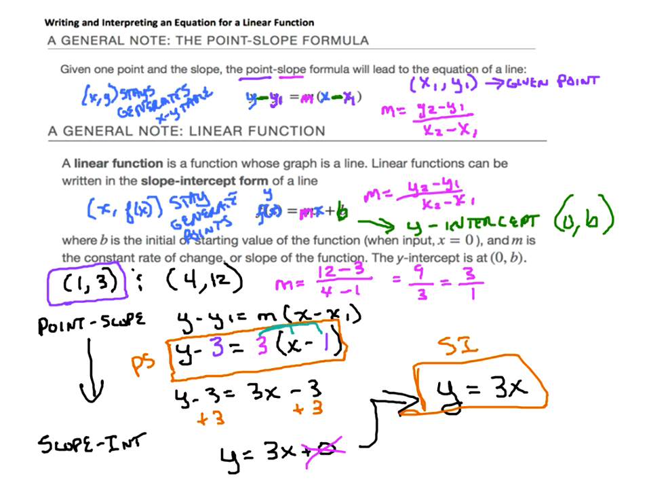This is my point-slope form. And I got all of that. These are all the same line. Got all of that from 2 points that I was given.